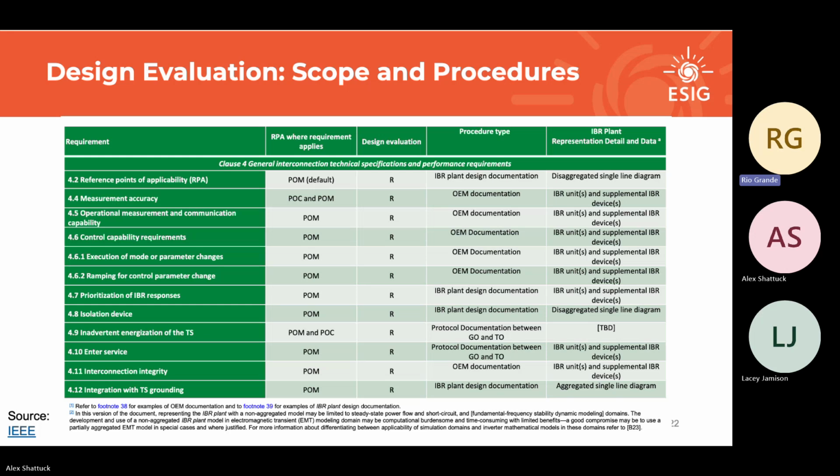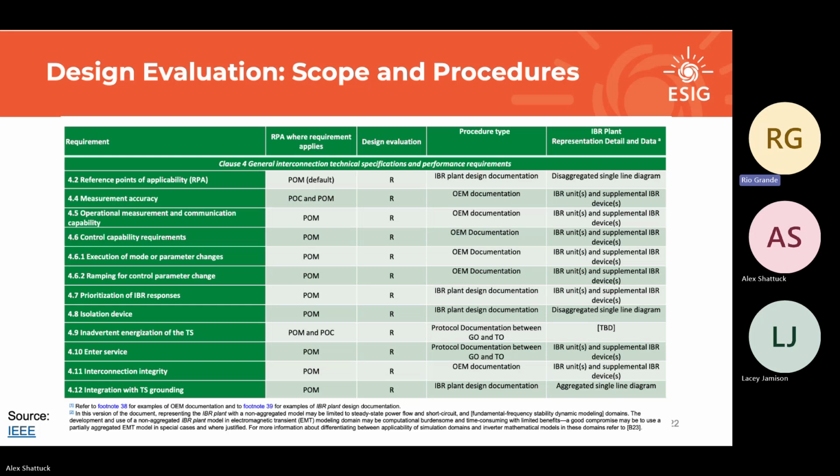So these ones on this table, most of them are actual equipment level tests and requirements. So measurements, control capability requirements, executing a mode and parameter changes, ramping, prioritization of responses, that's probably a control parameter, isolation devices, re-entering service, the inverter coming back into service after a disturbance, interconnection integrity, which is a little loose, and integration with grounding. So those are equipment test conformity. So those are point of measurement applicable.